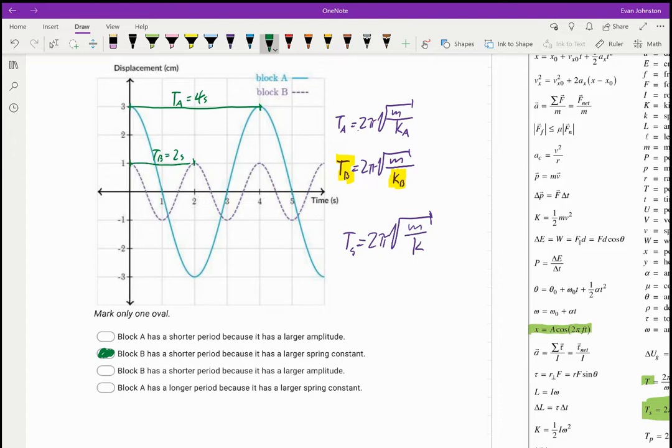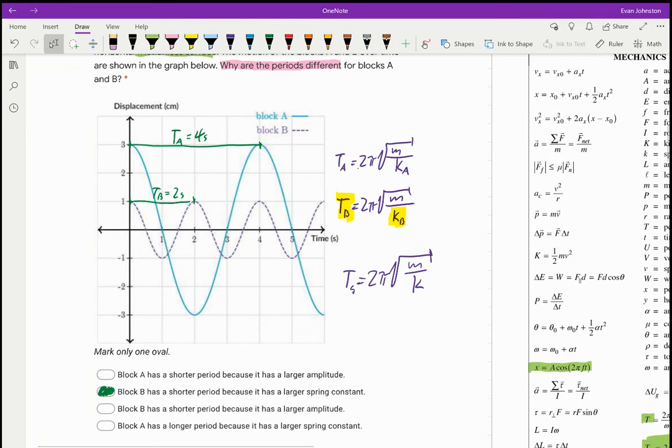Now, the neat thing is that since we actually know the numbers, and we could set the m's equal, we actually could have found how much more it is. So if one of these is 4 seconds and one of these is 2 seconds, and the m's are the same, we could solve for KB in this one, and then solve for KA in this one, and then, actually, I take that back, sorry. We could have gone and set, since TA is twice the period of B, right?